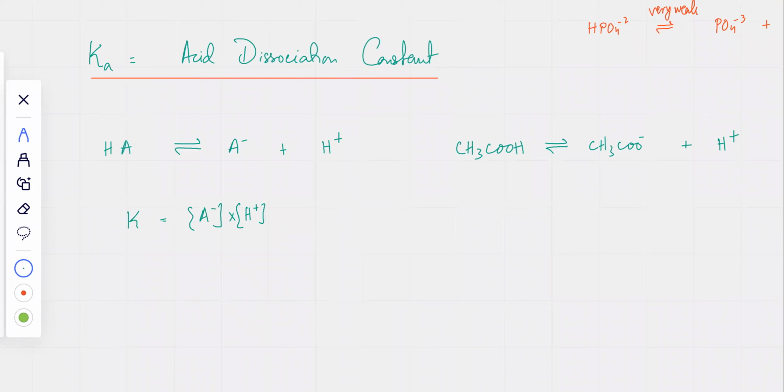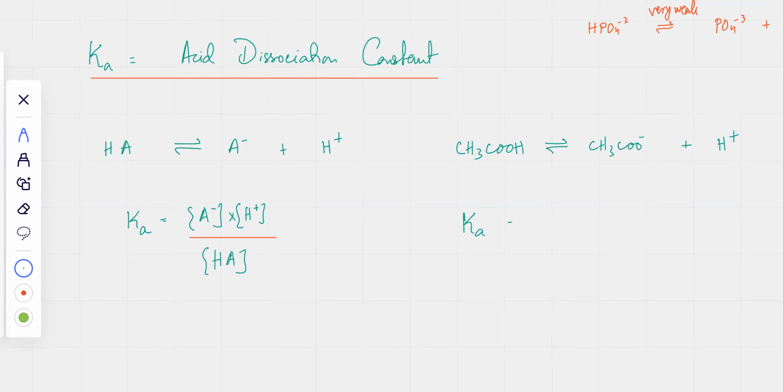And you're going to divide that by the acid concentration, which is HA. And this is known as your dissociation constant Ka. It's basically Kc of the acid dissociating, or Kc of this equilibrium. There's no difference to it. It's basically Kc.